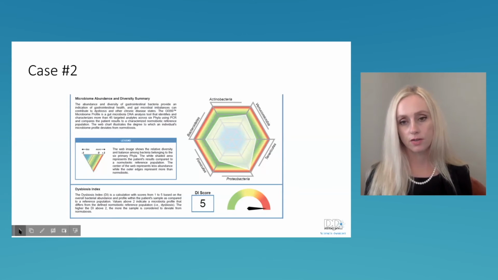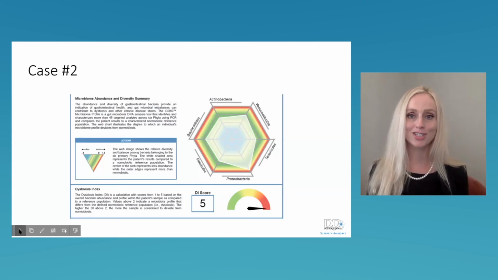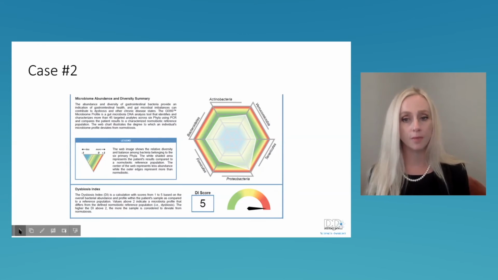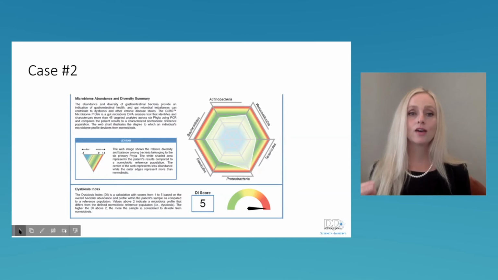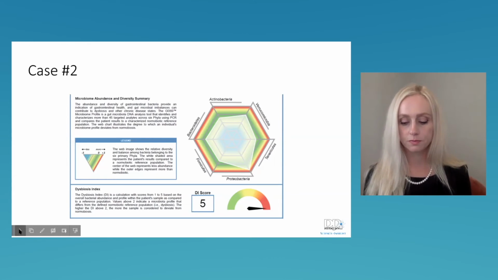So we do see that green hexagon there. So this looks better than the first report actually, because this is closer to a hexagon. But we do see, of note, at the bottom right corner, this is skewed towards those proteobacteria. And if you'll recall, the proteobacteria are associated with inflammation. So this is a gut that is actually trending towards, or pulling towards, inflammation.